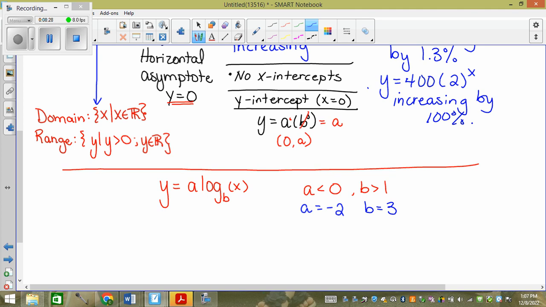Now can I type it in? Yeah, go type it in. Y equals -2 log base 3 of x. Type it into your calculator, into your y equals.